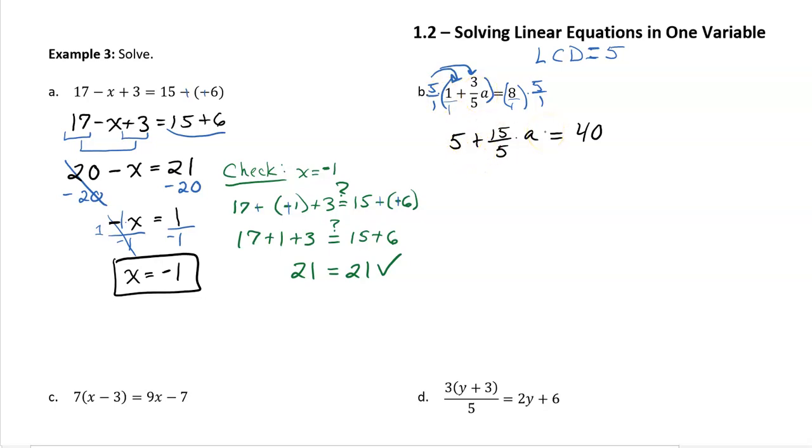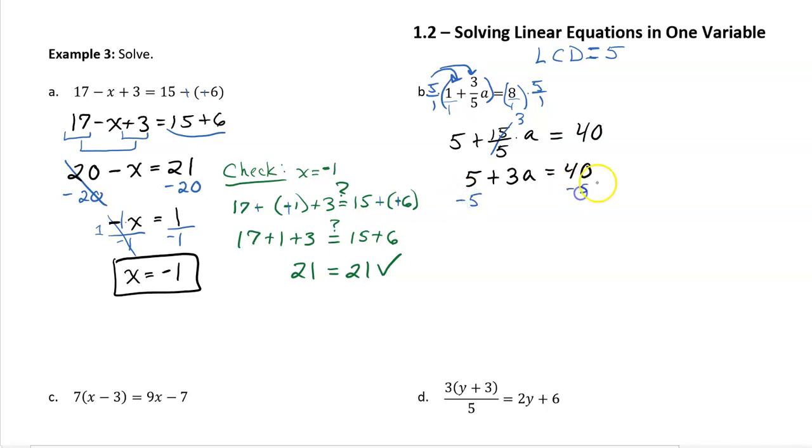And you may be wondering, there's still a fraction. But look at the fraction that's left over. What is 15 over 5? Well, that reduces down to a nice 3. So in reality, we have an equivalent equation. 5 plus 3a is equal to 40. But isn't that so much nicer to work with than the original one with the fraction in it? And then it just looks like one of the other equations we've been solving.